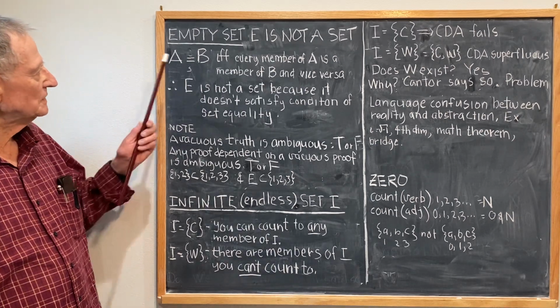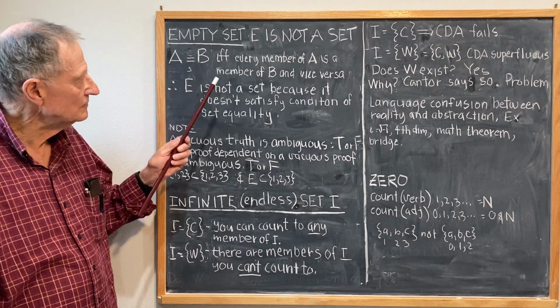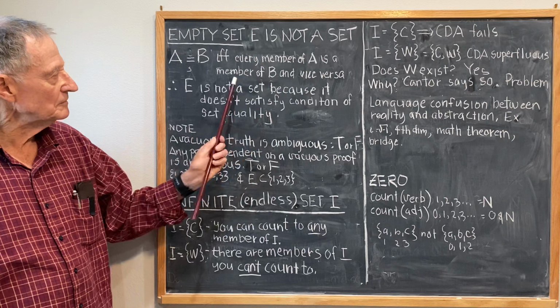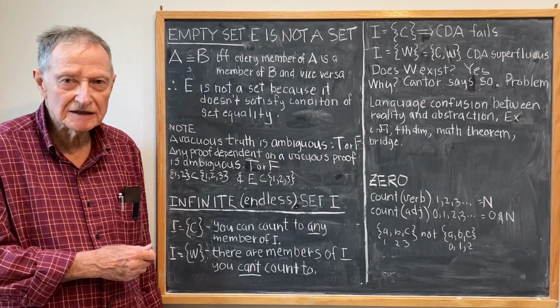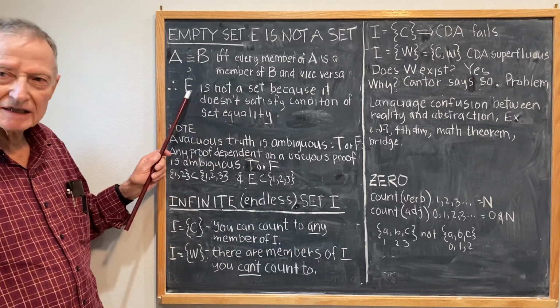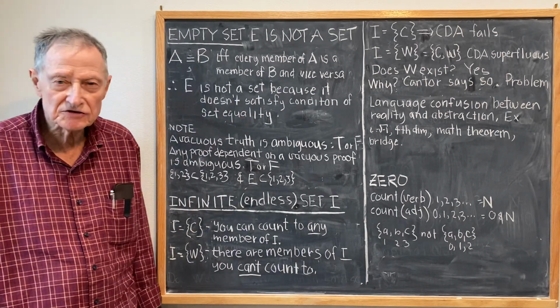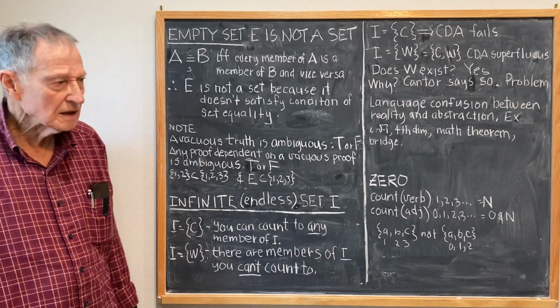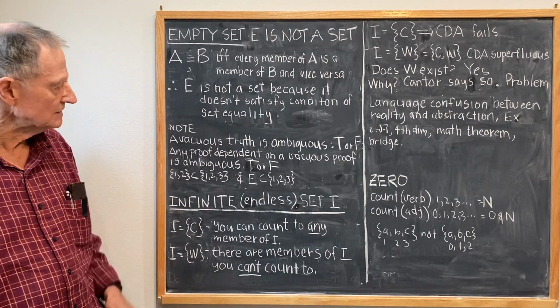For example, if A and B are sets, A is equal to B if and only if every member of A is a member of B and vice versa. That's the definition of set equality. Therefore, the empty set E is not a set because it doesn't satisfy the conditions of set equality. Very simply, it has no members, so it can't satisfy the condition.